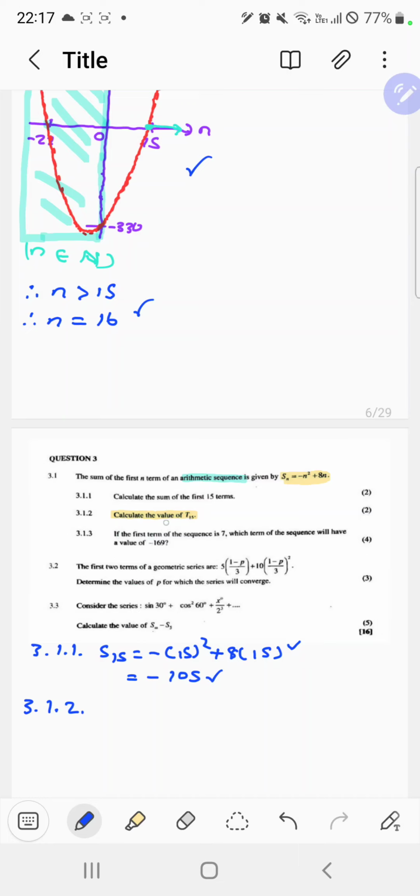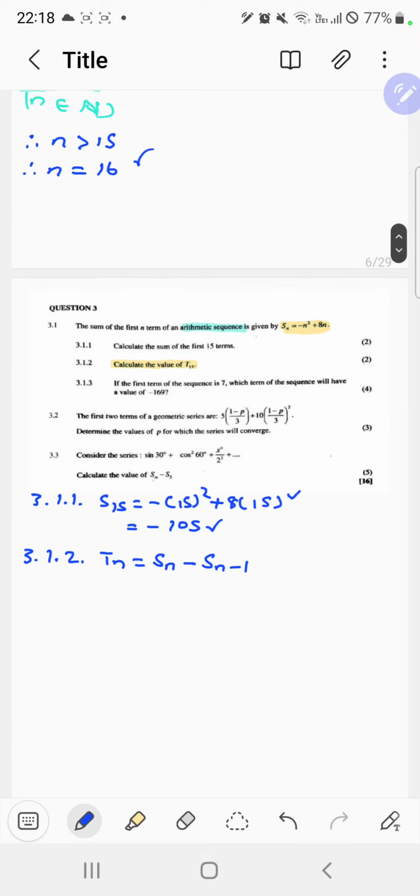Anyway, calculate the value of T15. I know that when I'm given the Sn formula, Tn is going to be Sn minus Sn minus 1. Okay, it's always like that. I taught this very well there, so I would truly advise you to go and have a look if you are not already aware of this. So this means T15 is going to be S15 minus S14.